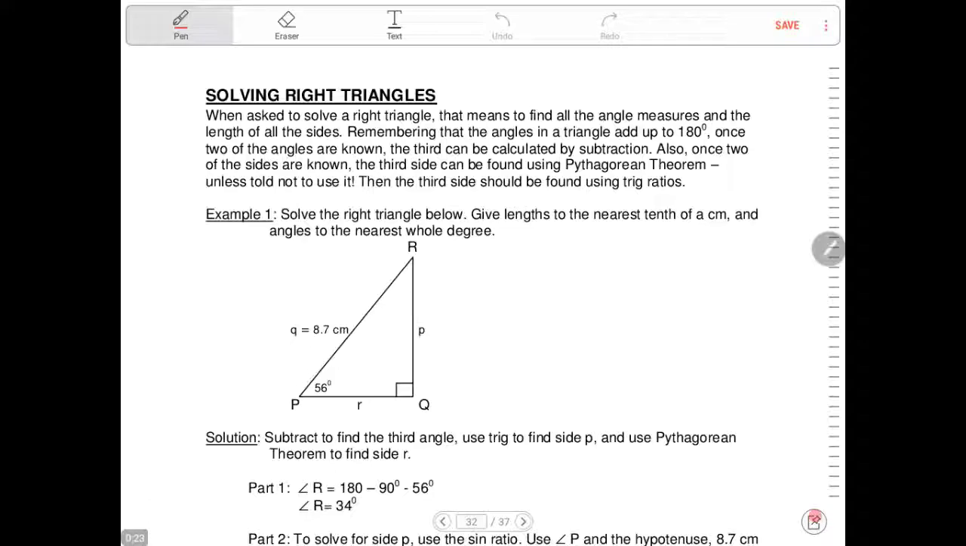Okay, so we had Pythagorean theorem, which remember looked like this. C squared equals A squared plus B squared. That's when you wanted to find the hypotenuse. The other version that we used was B squared equals C squared minus A squared. So when do you use Pythagoras theorem? Remember, you use Pythagoras theorem when you know two sides of a right triangle.